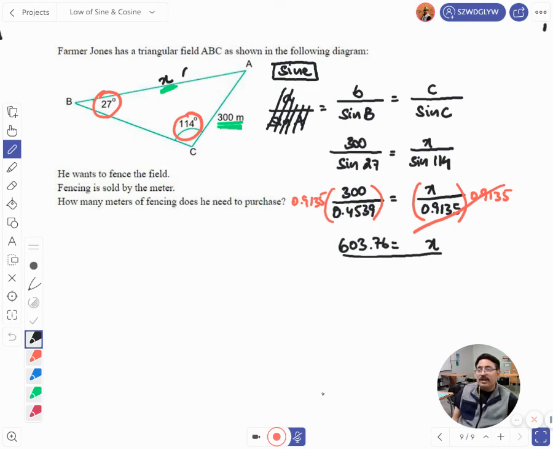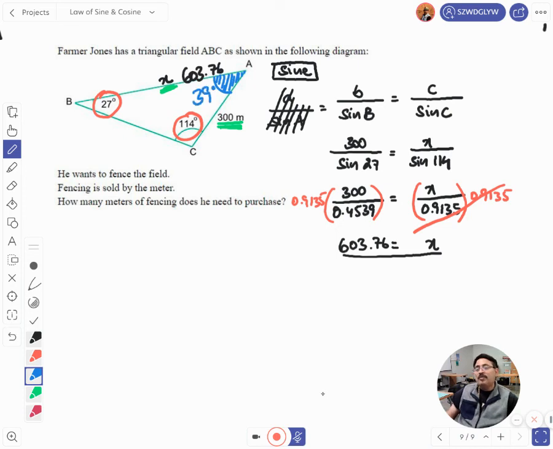So just let me write that it is 603.76. As I mentioned before, if two angles of a triangle are given, then you can compute what is the third angle. Sum of three angles of a triangle is 180. Therefore, let me add 27 and 114 degrees. That is giving me 141. So what is the third angle means? It is going to be 39 degrees.